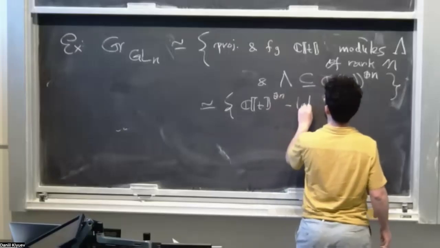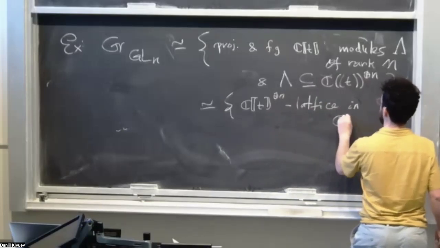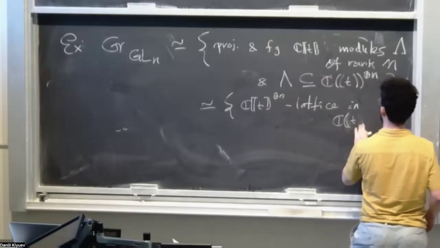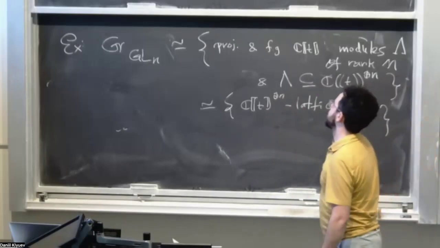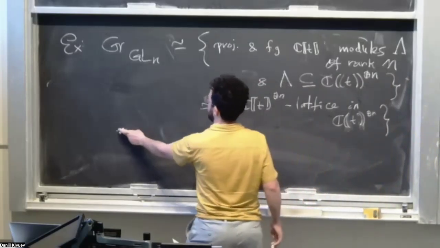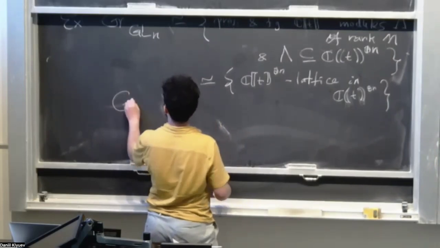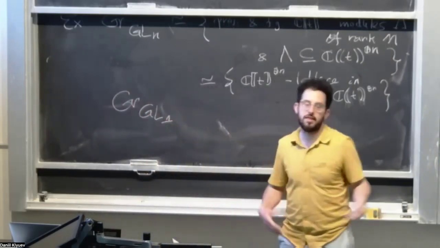and lattice. Which is another common definition of the affine Grassmannian. And then in the case of the Grassmannian of GL1, this is just C star.